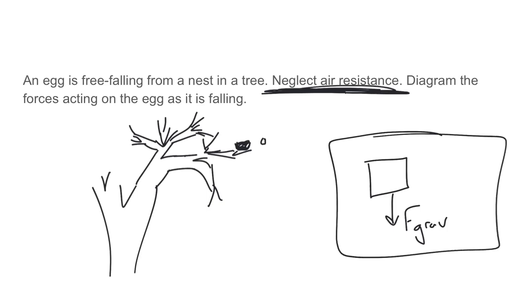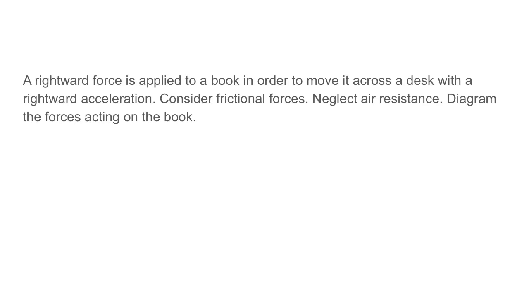And so if we looked at the last one, a rightward force is applied to a book in order to move it across a desk with a rightward acceleration. Consider frictional forces, neglect air resistance. Diagram the forces acting on the book. So we ask ourselves 4 questions. Is it on Earth? And the answer is yes. And so we would draw the force of gravity, and we would label that.